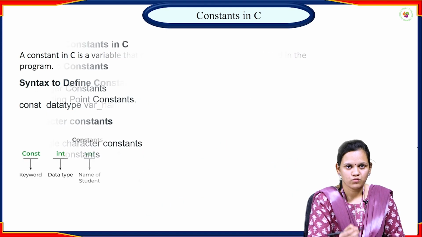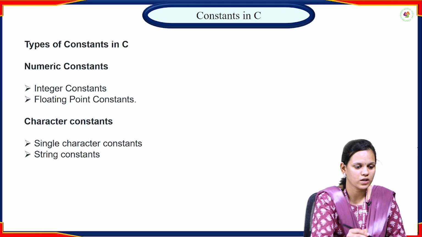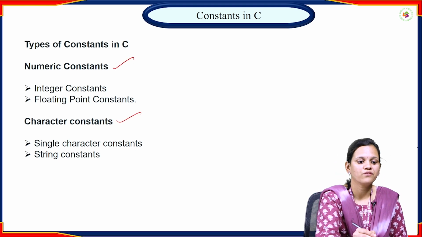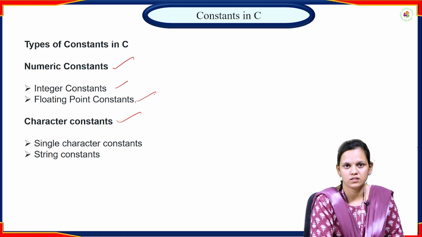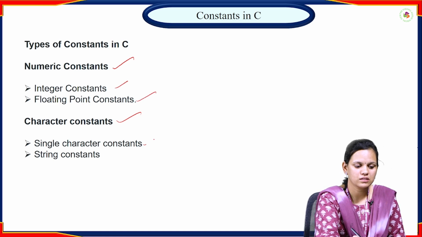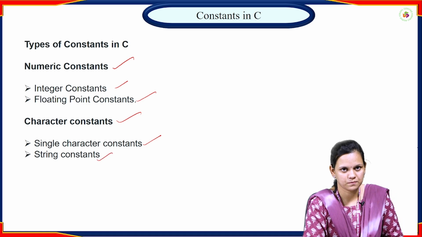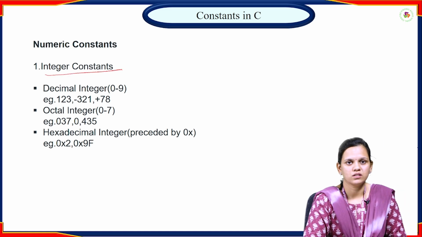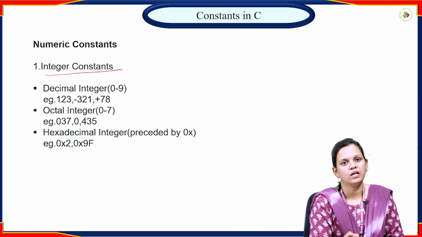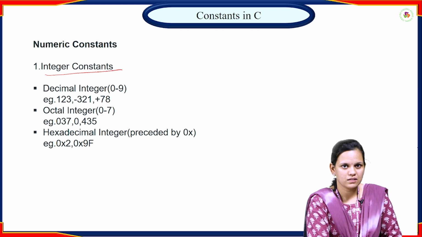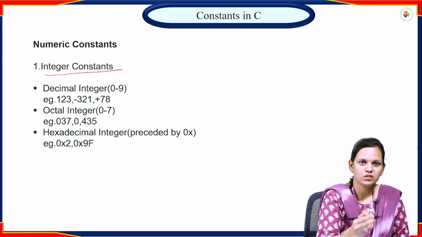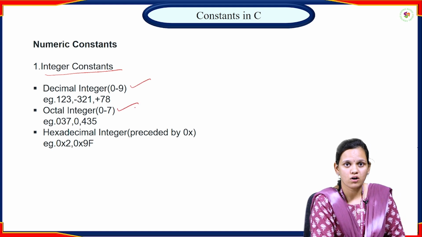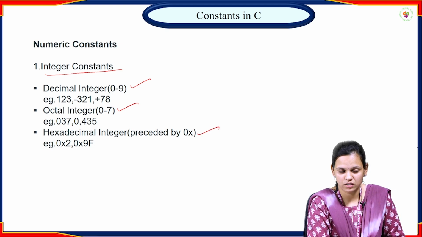So as we have seen, we have two types of constants: numeric constants and character constants. Under numeric constants, we also have integer constants and floating point constants. Under character constants, we have single character constants and string constants. Let us see what integer constants are. You know what an integer is? All positive and negative values including 0 are called integers, right? In integer constants, again we have decimal integer constants, octal integer constants and hexadecimal integer constants.